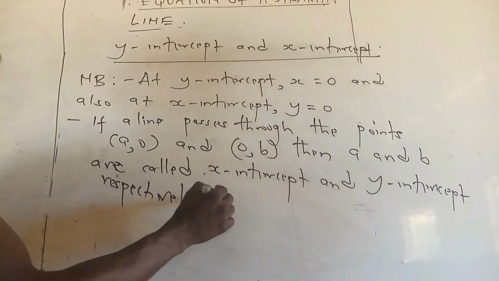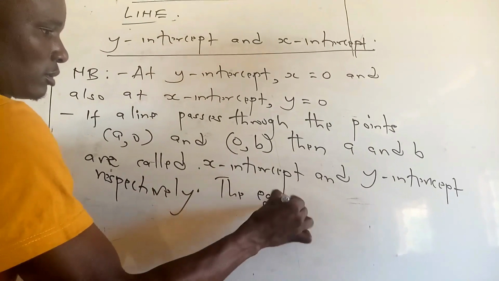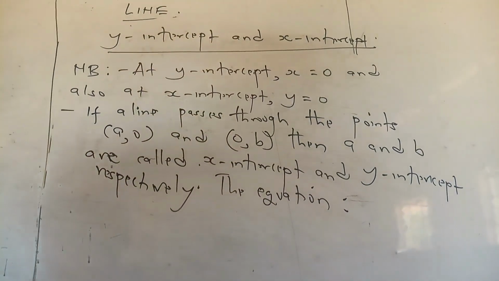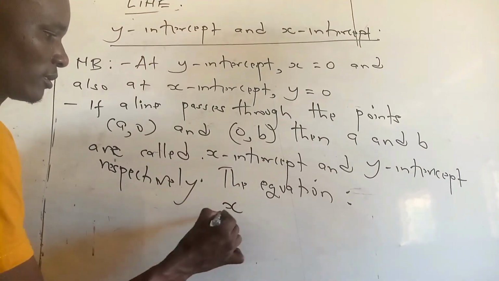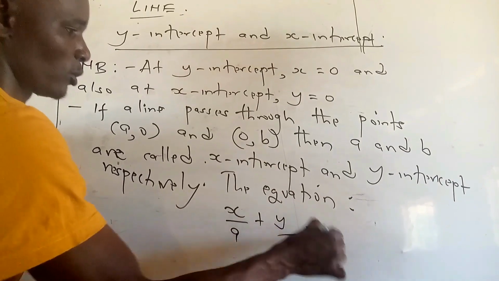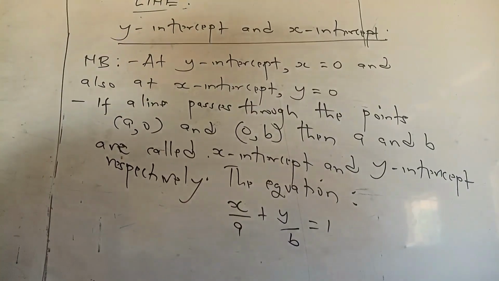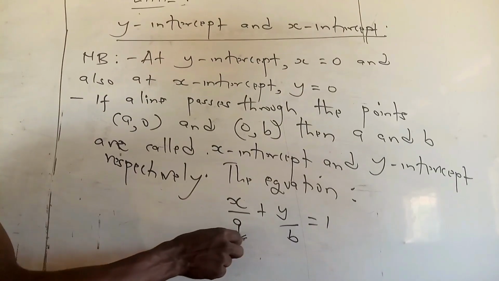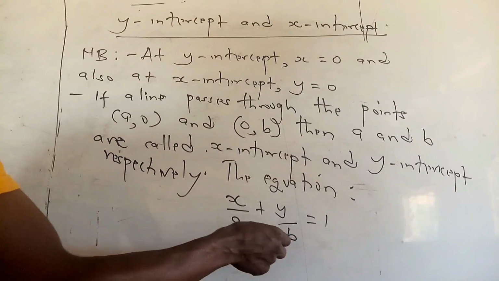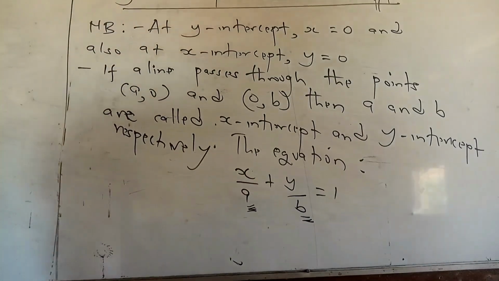So the equation of this line can be written as, we can simplify it and write it in the form of x over a plus y over b is equal to 1. So whenever an equation of a line is written in this form, just know that the value of a gives us the x-intercept, and at the same time the value of b gives us the y-intercept.